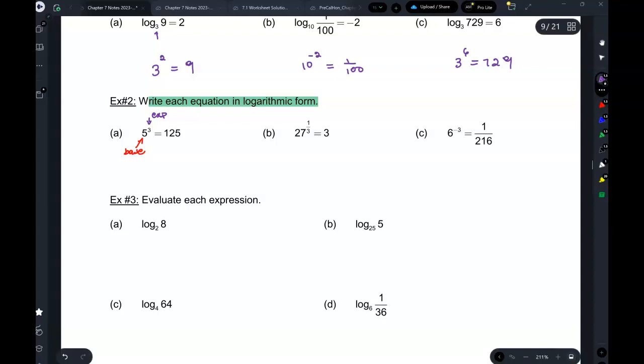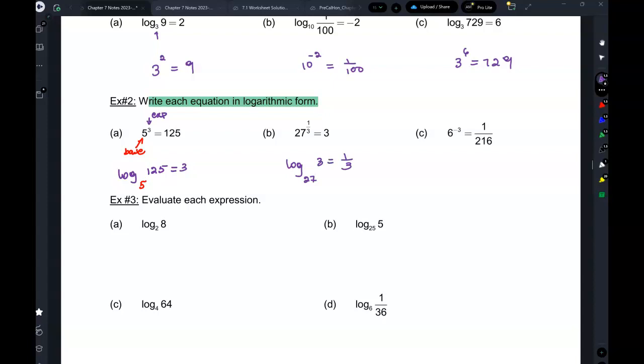So it's got to be log base 5 of 125 is equal to 3. Remember, the answer is the exponent, always, okay? So 5 to the power of 3 is 125. All right, so here, log base what? 27 of what? Is equal to?